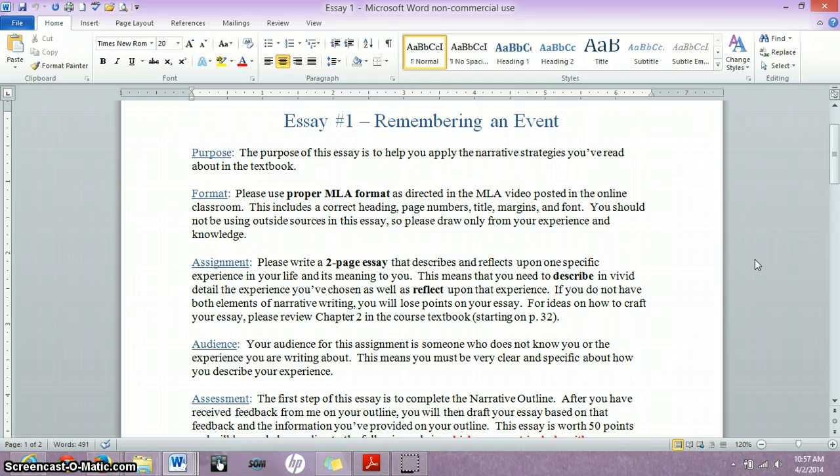So be sure that you fully understand the information covered in those chapters because they do an excellent job of telling you and teaching you what makes for an effective narrative. So be sure to follow those guidelines and that information, and that will really guide you as you craft your essay. As far as formatting goes, please make sure you use proper MLA format.